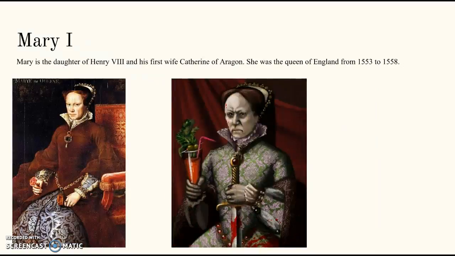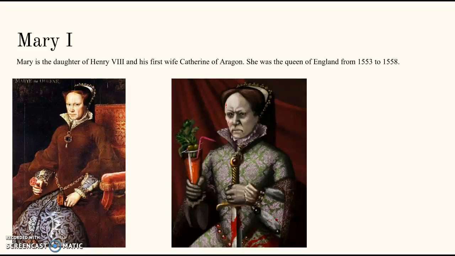Mary I. Mary is the daughter of Henry VIII and his first wife, Catherine of Aragon. She was the Queen of England from 1553 to 1558. Mary saw it as her duty to make Catholicism the state religion and work against everything her father created. As a part of this, she executed around 300 Protestants. This gave her the nickname Bloody Mary.